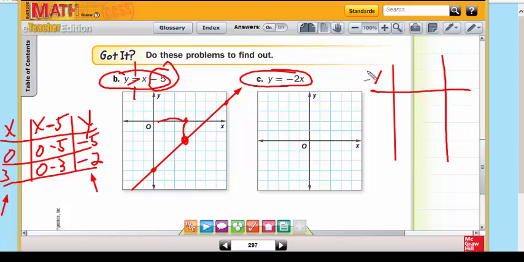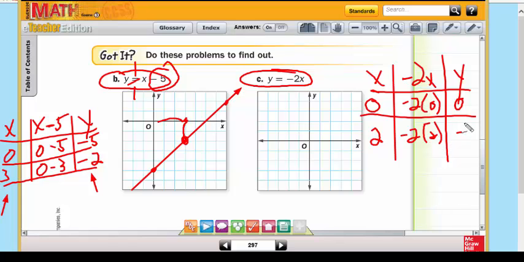We have input of x, output of y, and it's negative 2 times x. So we're going to go 0. Negative 2 times 0, I should say, is 0. We're going to have an input of 2, so we have negative 2 times 2, which would be negative 4. So there's a couple of points, but again, we can do the same thing. We have y equals negative 2x plus 0, we could say, is our intercept. So we have an intercept at the origin.